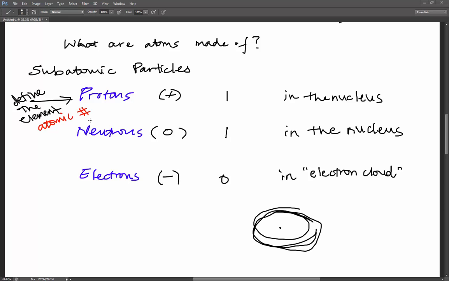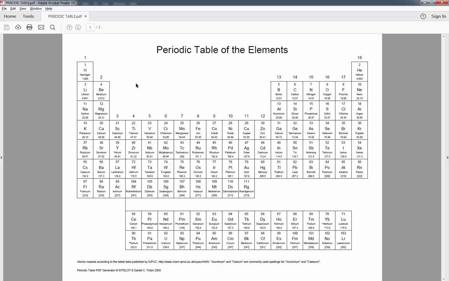So on your periodic table, the number that's given right at the top here, that 1 for hydrogen, 2 for helium, 3 for lithium, 4 for beryllium, and so on and so forth, that is the atomic number, and that's the number of protons found in the nucleus of an atom of that element. So an atom of phosphorus has 15 protons by definition in its nucleus.